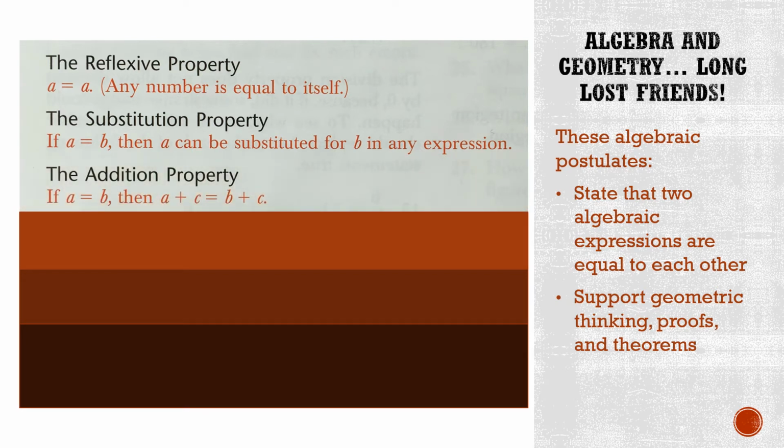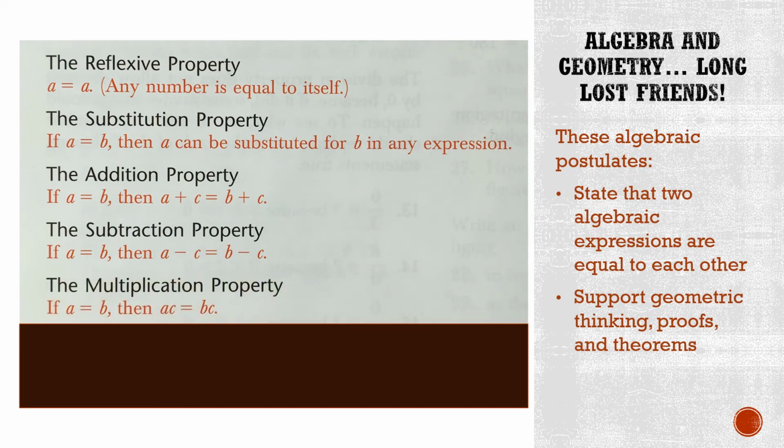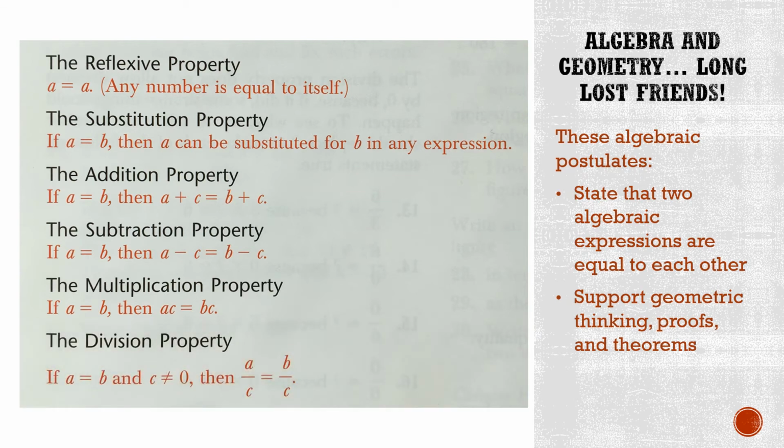The addition property states that if A equals B, then A plus C equals B plus C. The subtraction property, if A equals B, then A minus C equals B minus C. The multiplication property tells us that if A equals B, then A times C equals B times C. And finally, the division property states that if A equals B and C does not equal 0, then A over C equals B over C.